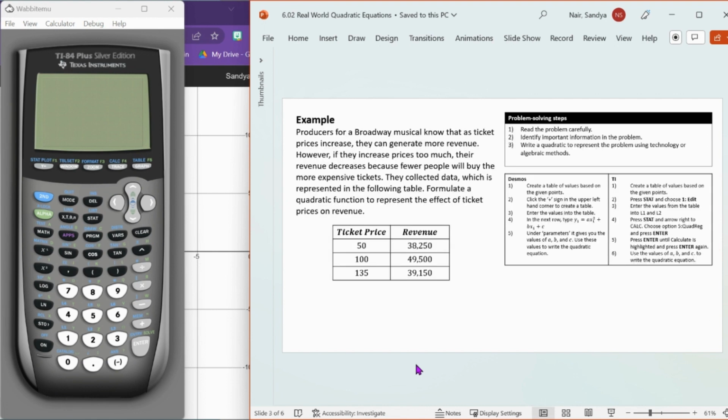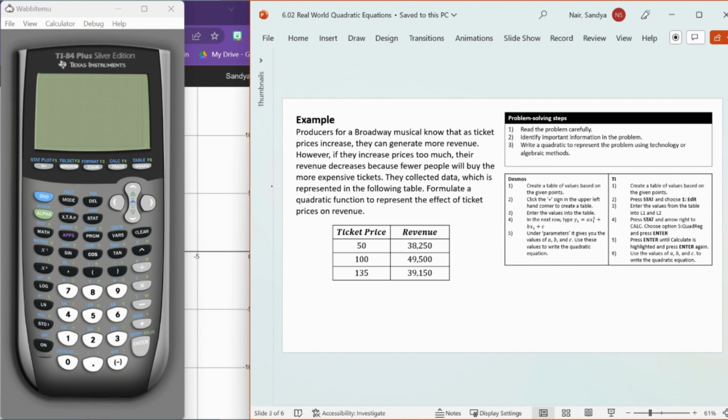So in this problem, it says that producers for a Broadway musical know that as ticket prices increase, they can generate more revenue. However, if they increase prices too much, the revenue decreases because fewer people will buy the more expensive tickets. They collected data, which is represented in the following table. Formulate a quadratic function to represent the effect of ticket prices on revenue.